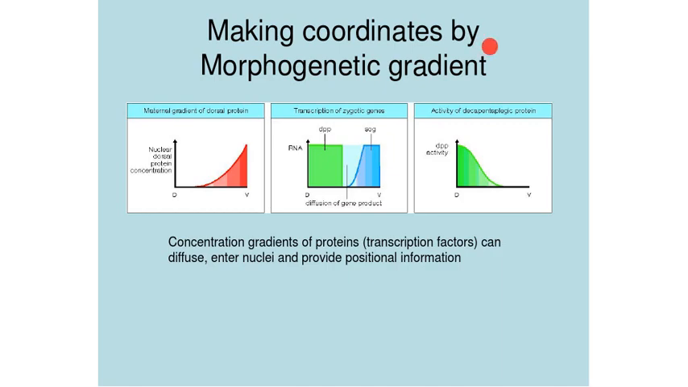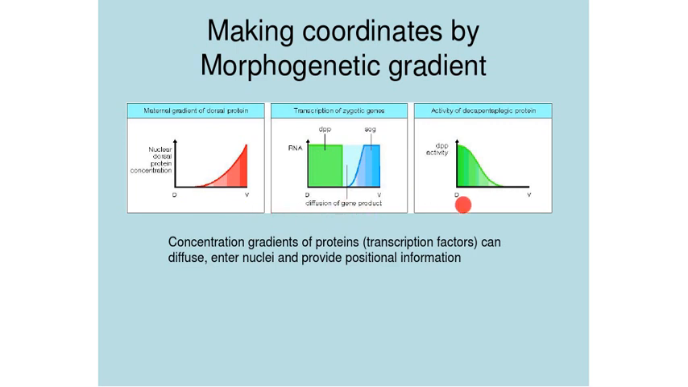Making coordinates by morphogenetic gradient is an ancient concept, probably starting with the early work of Turing, but this is the principle that you have a graded expression of molecules so that you can generate an axis with an increasing concentration or a decreasing concentration, as shown here.